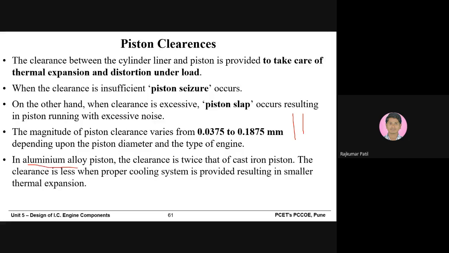In the case of aluminum, more clearance, that is twice that of cast iron, is provided based on its coefficient of thermal expansion. The clearance is less when a proper cooling system is provided, resulting in smaller thermal expansion. So again, based on what type of cooling system you are providing, you can decide the clearance value. So with this, we will stop here.